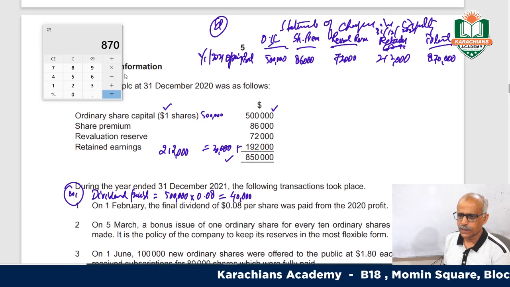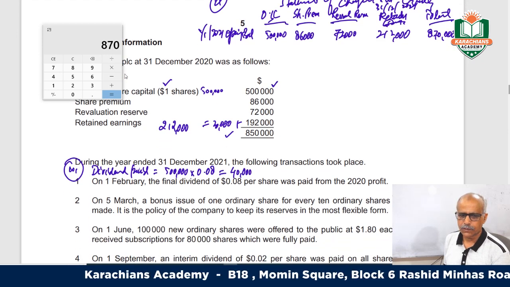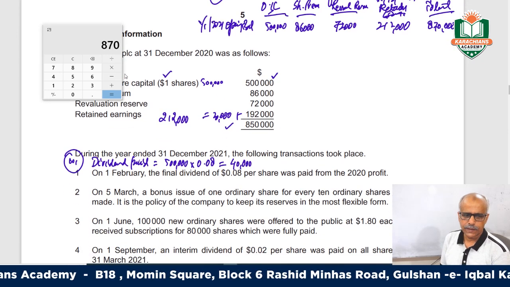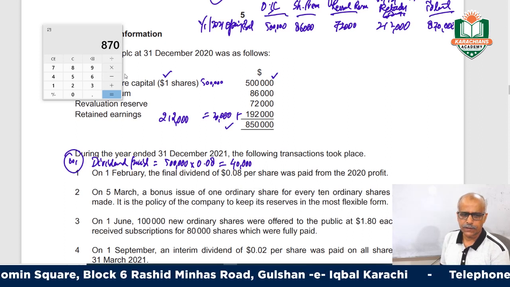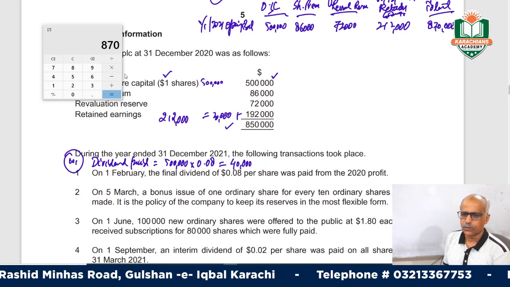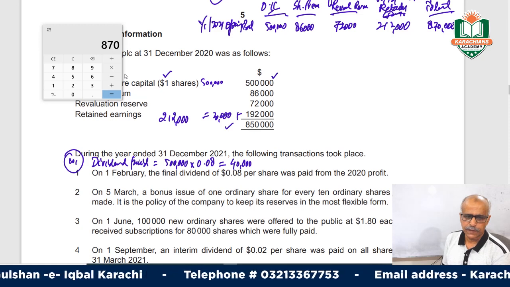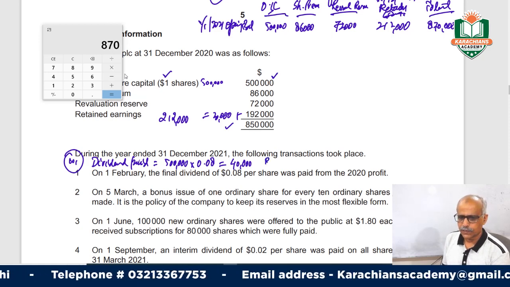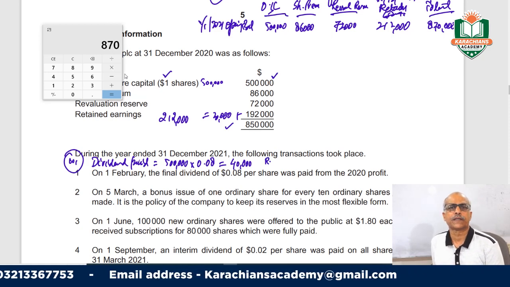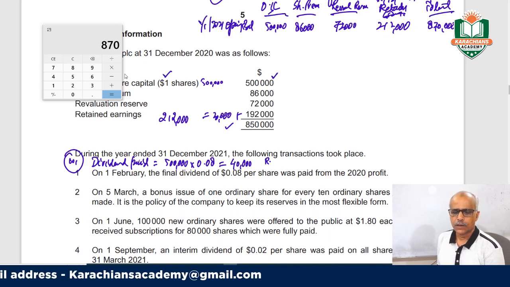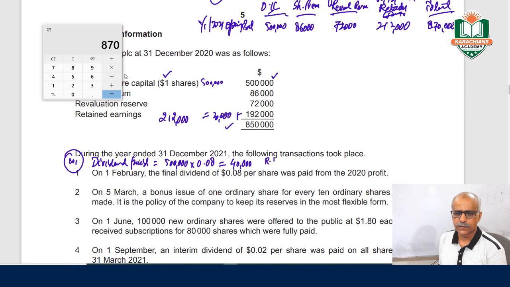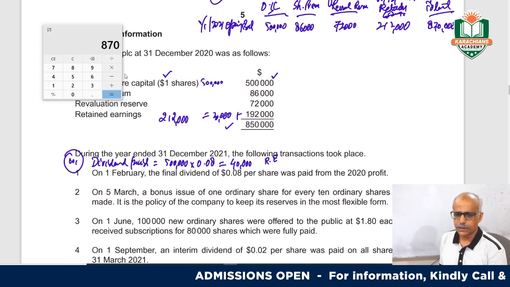Then we move on and put all the entries accordingly. So what he is saying is the dividend paid. When we pay the dividend, you know what entry is made. Basically, you are not supposed to make the entries, but I am making them just to make your concepts clear. This is paid from the last year's profit. So retained earnings debit, and how much?